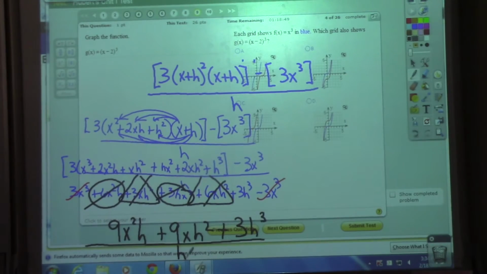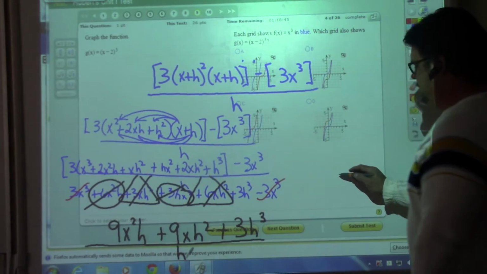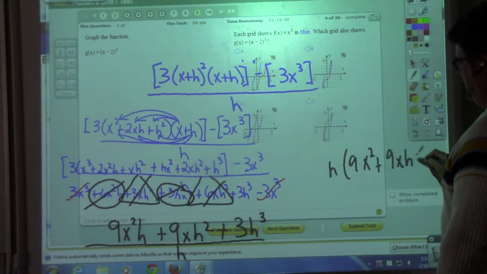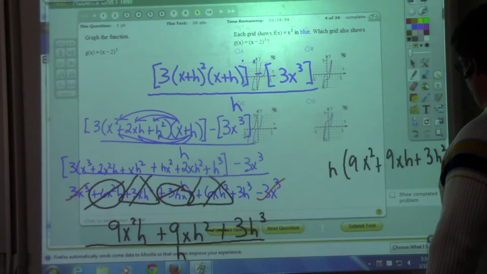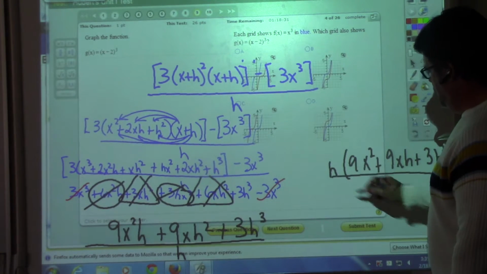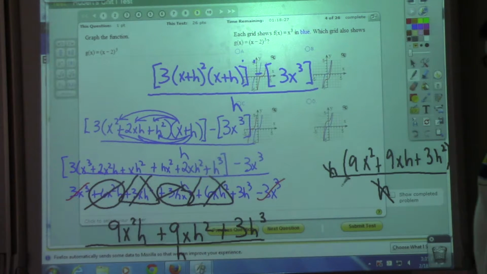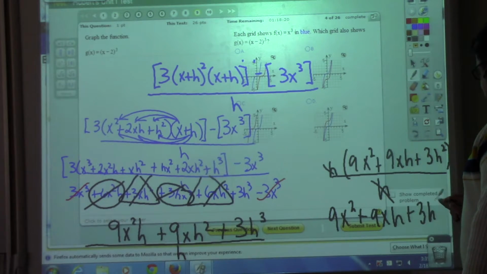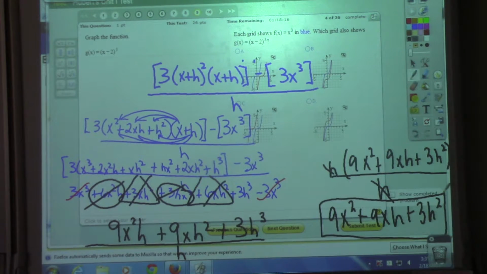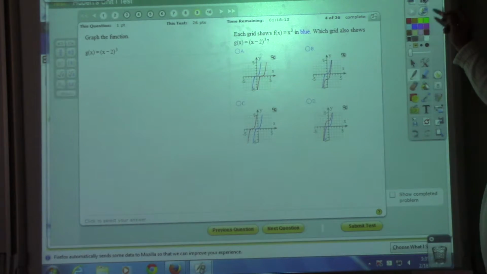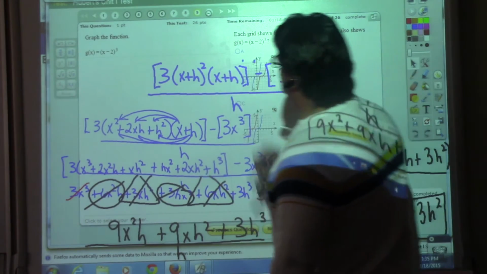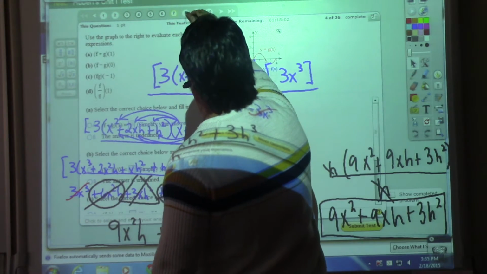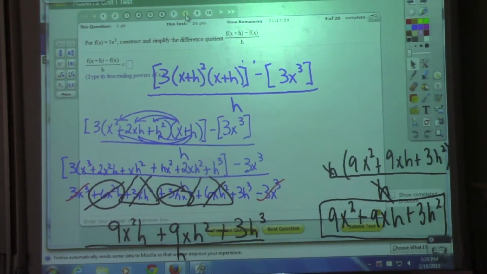Now, factor out an h on the top, and we get h times 9x squared plus 9xh plus 3h squared over h. And the h is what? Cancel. And you're left with 9x squared plus 9xh plus 3h squared. So that's your final answer for this. Yeah, that's the answer. I'm not typing it in, but that's the answer.